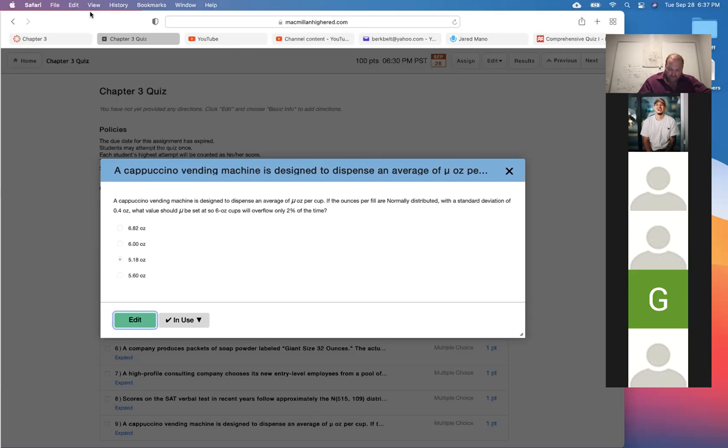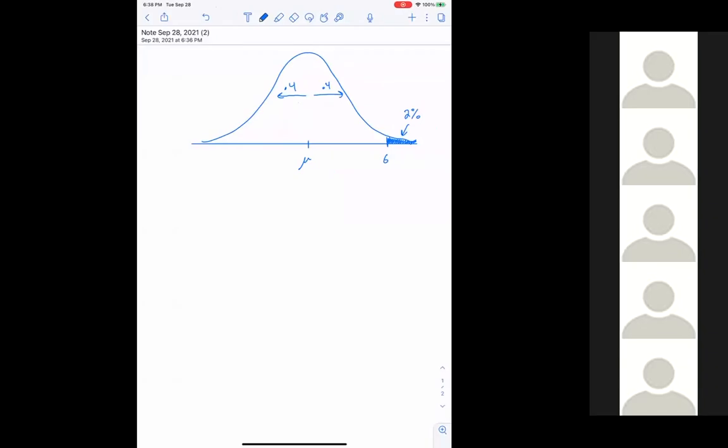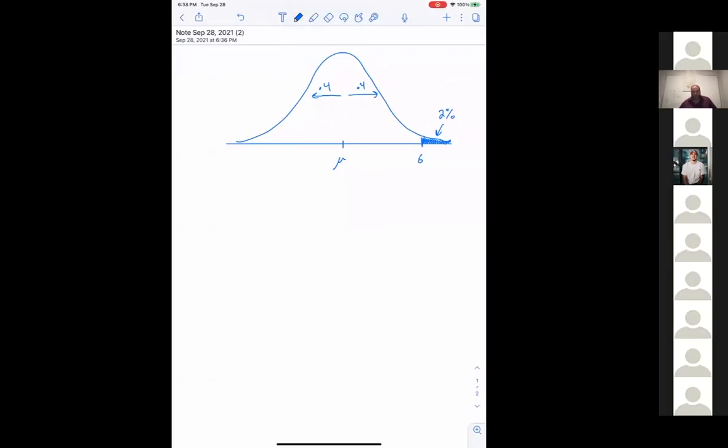I'm going to share my screen in a second. This is how I set up my picture. Pictures say 1,000 words, so I'm going to stop talking. Do we agree that this picture represents the problem? Okay. So the question is, what is mu?